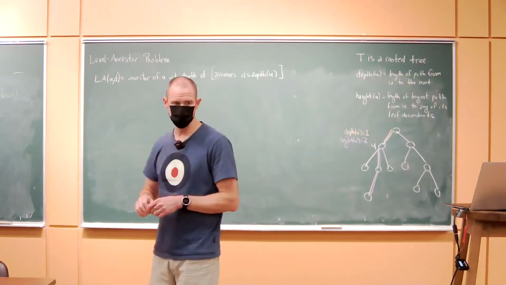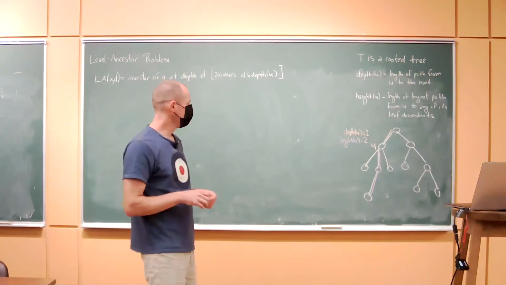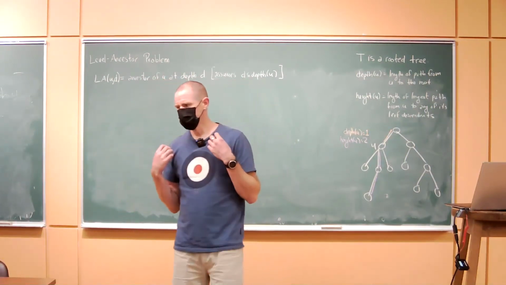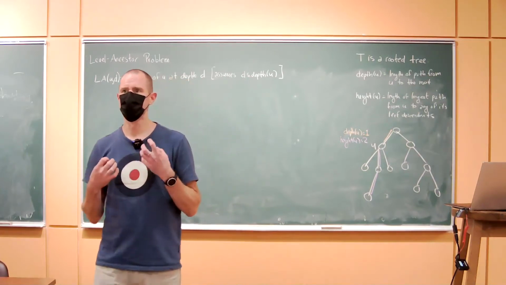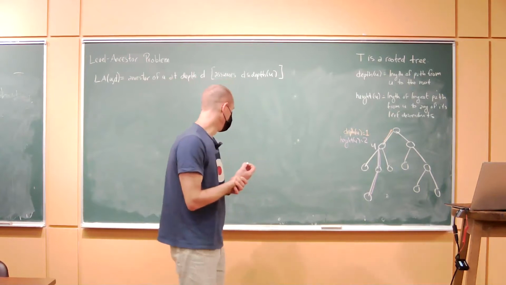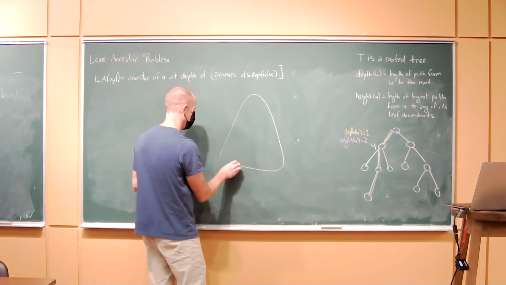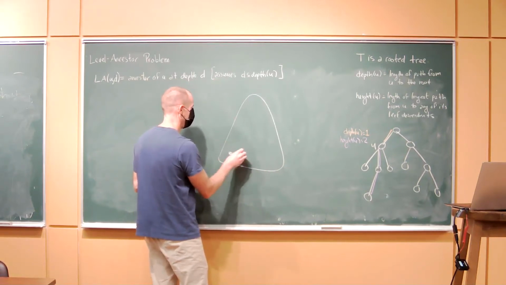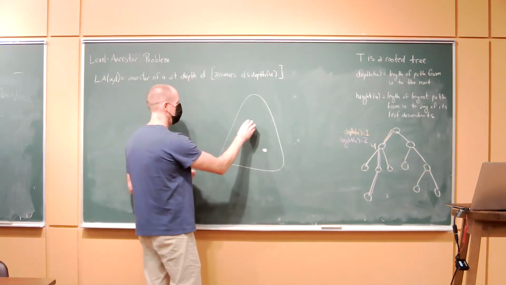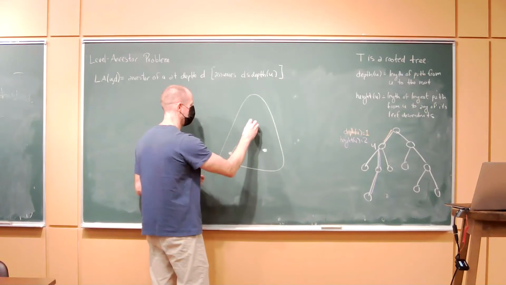Okay, so this class, we're going to pick up again with another data structure that's designed to answer questions about a tree. So last class, we saw the lowest common ancestor data structure, which could, if you give me 2 nodes in a tree, tell you the node of maximum depth, which is an ancestor of those 2 nodes.